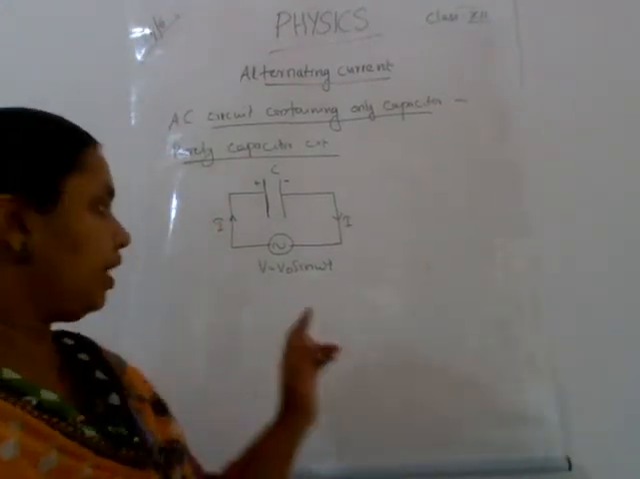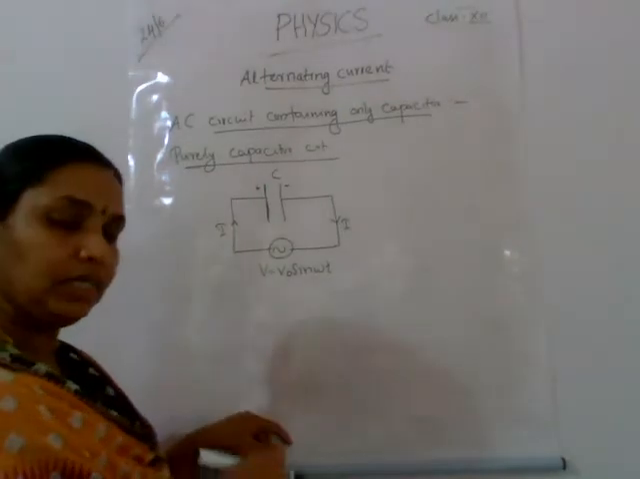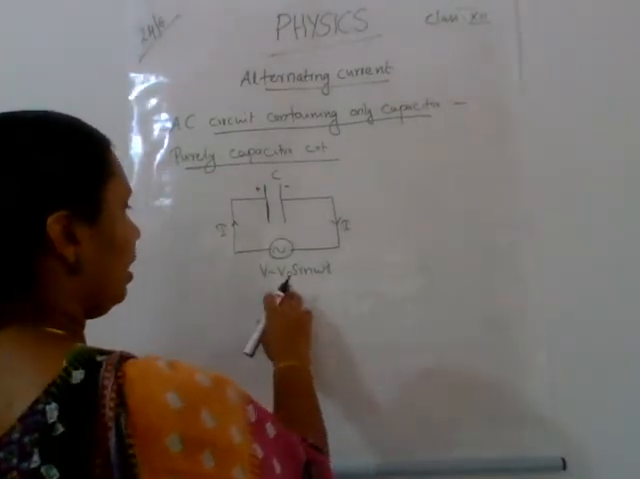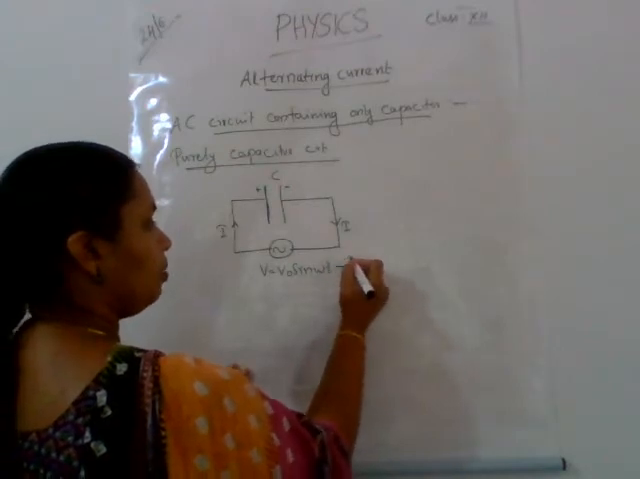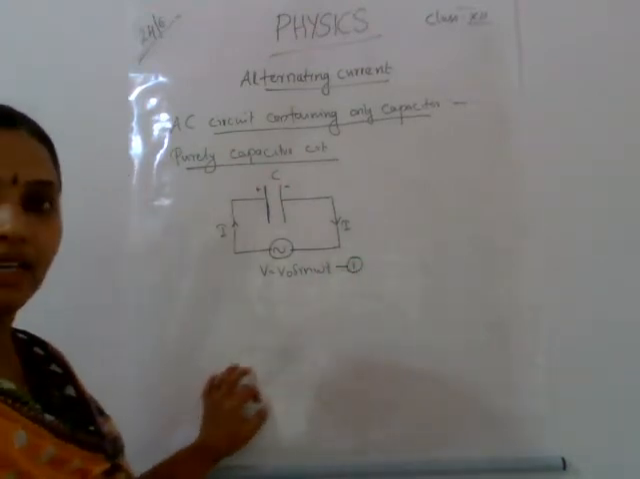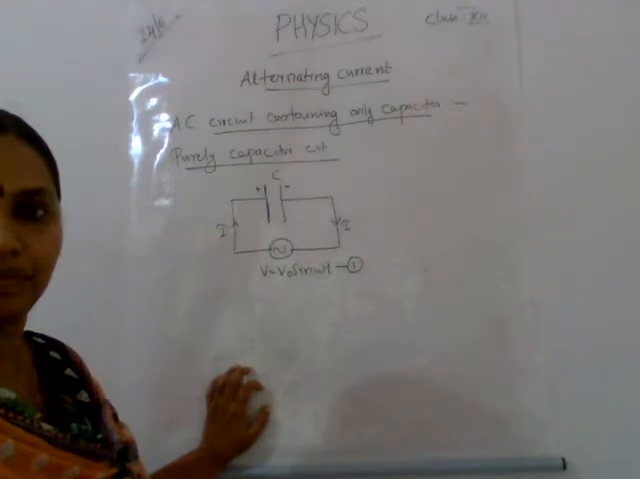Okay, and we are applying the potential with the same steps. We are applying an alternating potential, that is V equal to V0 sin omega t. We can take that as our equation 1.